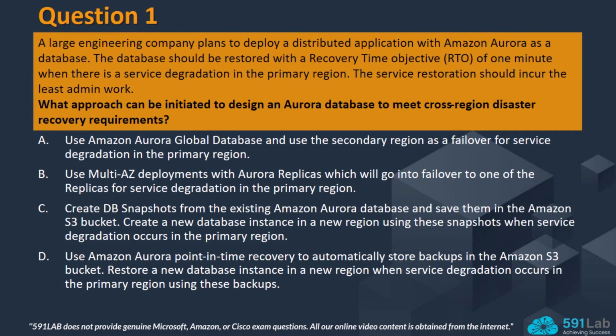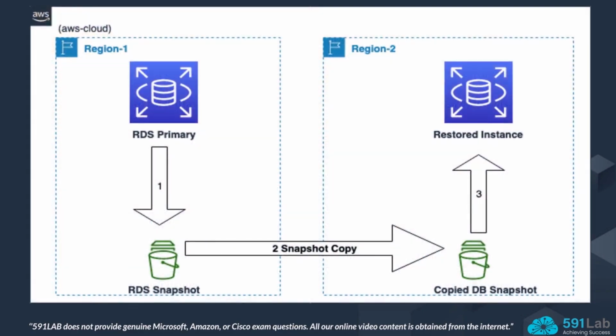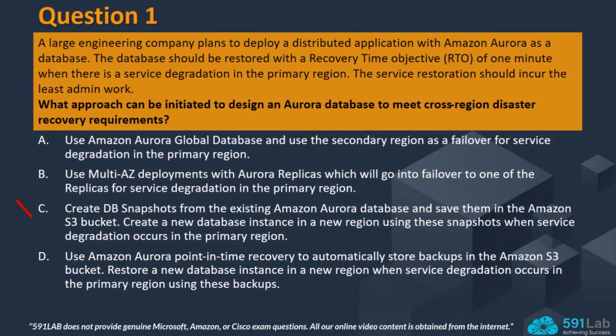Create a new database instance in a new region using these snapshots when service degradation occurs in the primary region. Creating DB snapshots and restoring them in a new region requires manual intervention and may not meet the 1-minute RTO requirement. So this one is also not the correct answer.